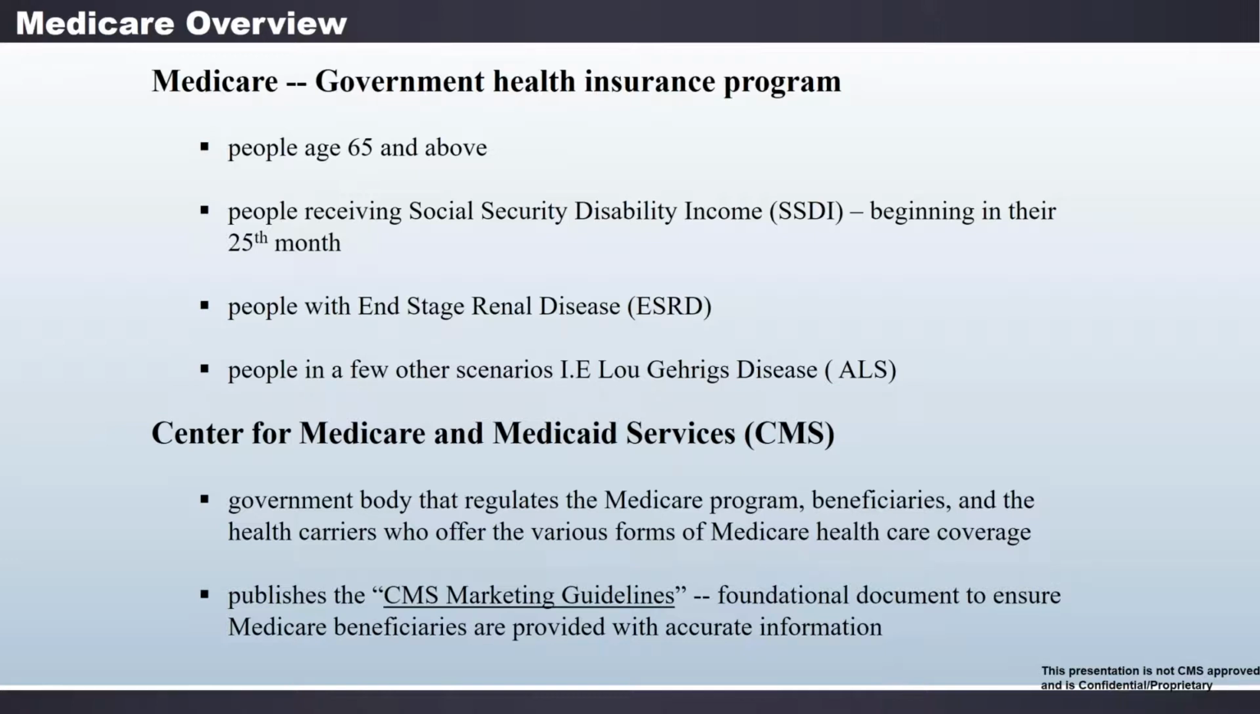And then we have the Centers for Medicare and Medicaid. So these are the CMS services. This is the government body that regulates the Medicare programs, beneficiaries, and the health carriers who offer the various forms of Medicare health coverage. So please know that they also publish the CMS marketing guidelines. This is the fundamental document to ensure that Medicare beneficiaries are provided with accurate information.